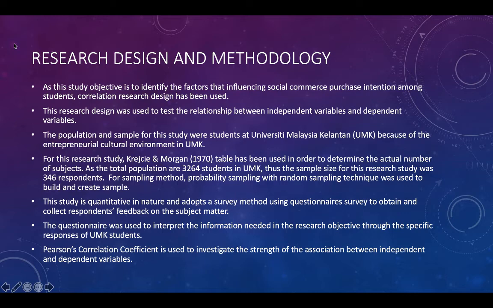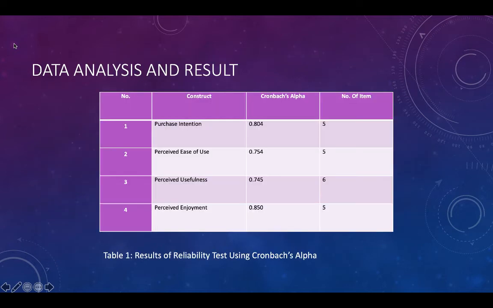The study is quantitative in nature and adopts a survey method using questionnaire survey to obtain and collect respondents' feedback on the subject matter. The questionnaire was used to interpret the information needed in the research objective through the specific responses of UMK students. Pearson correlation coefficient is used to investigate the strength of the association between independent variable and dependent variable.